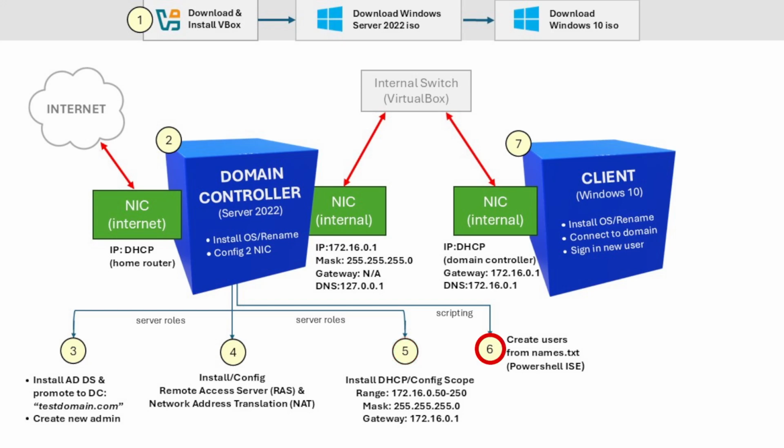From here we go to number 6. We'll be creating users from a long list of names by running it through a PowerShell script. And then lastly, number 7, we'll be creating our Windows 10 machine, installing the OS, renaming the machine, connecting to the domain, and signing in as a new user.